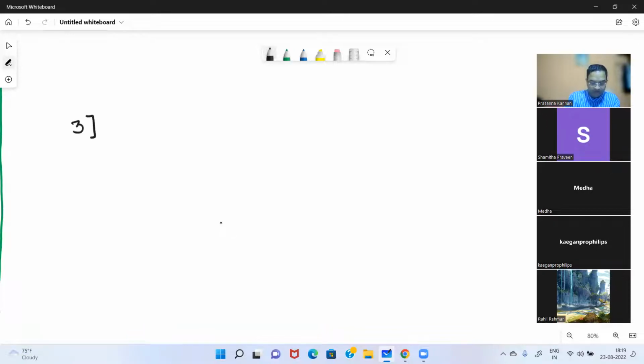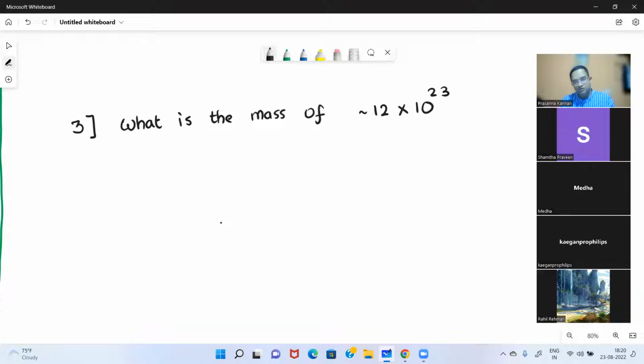Let's take up a third question. So I will do the reverse, okay? What is the mass of 12 into 10 power 23 molecules of sulfuric acid?